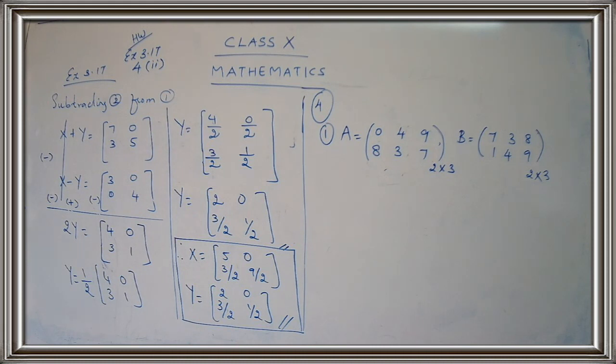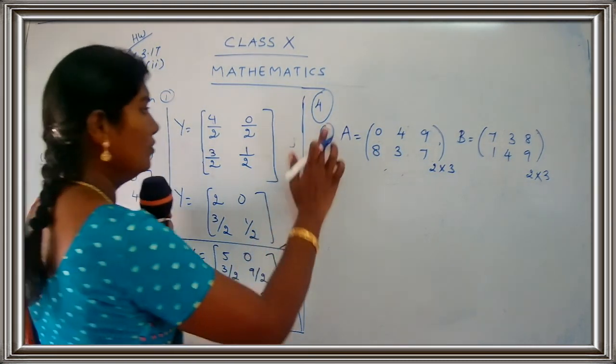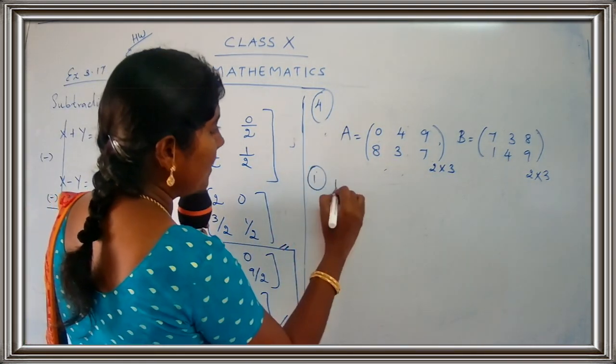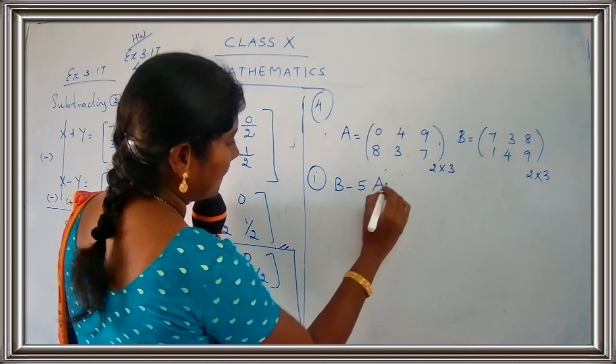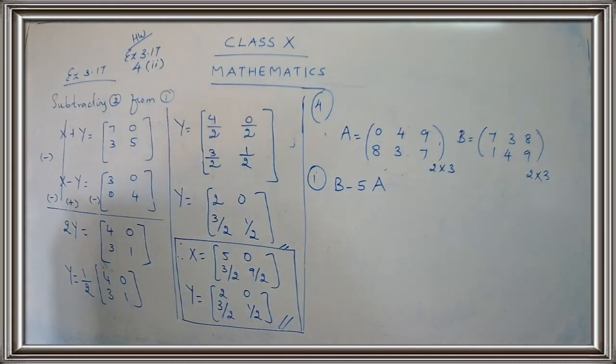Okay, now let's go for the first subpart. What is this first subpart given to you? Yes, you have to find out the value of B minus 5A. So, the first one is B minus 5A. Okay, children, shall we proceed with the answer?